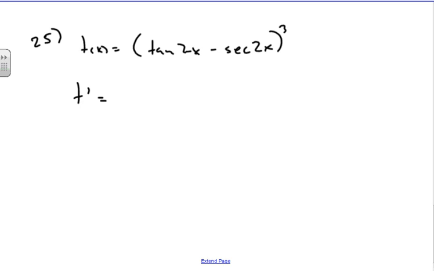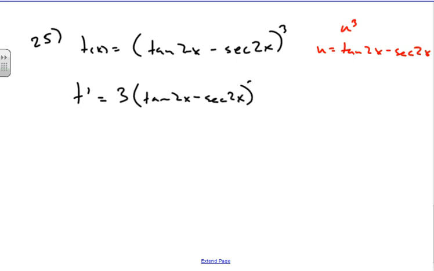So to do this, we're going to take the derivative, t prime, so it's going to be 3. Our outside function, all right, is u to the third. U is going to be tangent of 2x minus secant of 2x. And we have this, the derivative of u, which is 3 times tangent of 2x minus secant of 2x squared, times the derivative of the inside, now, the tangent of u.